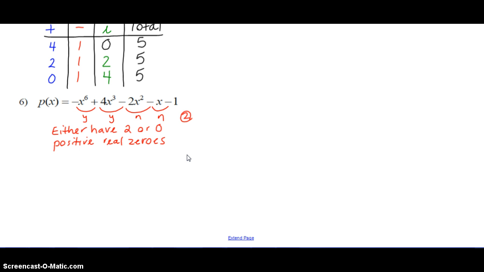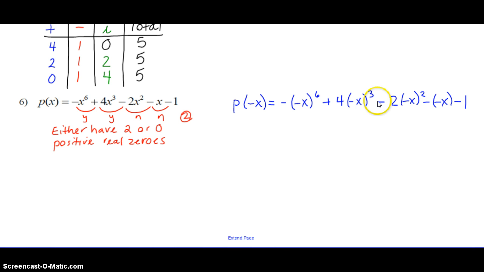The next thing that we need to do is figure out the number of sign changes for p of negative x. So we're going to rewrite this function, substituting in negative x each time we see an x, and then we're going to simplify. Once we've got it simplified, we're going to count sign changes. As we've talked about in class, it's better to write it all out the first time around, then simplify, and work from there on. If we try to do too much in one step, it's very easy to make a mistake, and of course we want to avoid mistakes as often as we possibly can.